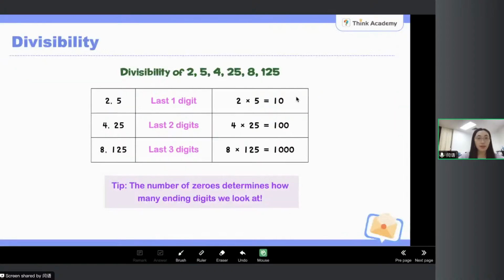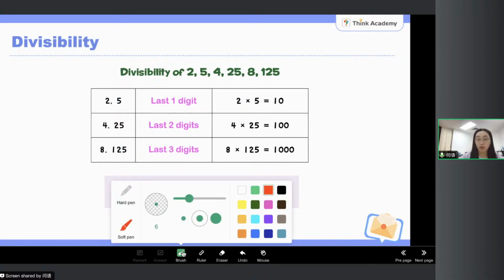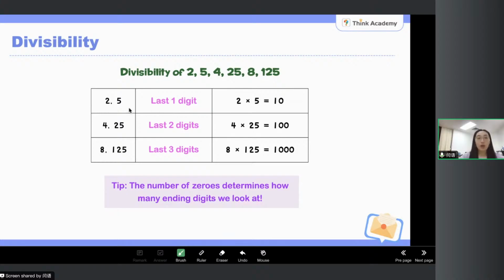Okay? So here, let's have a quick summary. Basically, when it comes to divisibility of 2, 5, 4, 25, 8, 125, we can just regard them as 3 pairs of good friends in multiplication. You see, 2 times 5, it is 10. So for the divisibility of 2, you only need to check the last 1 digit, right? Like 0, 2, 4, 6, 8. I think you are quite familiar with it. And then, for the divisibility of 5, also we just check the last digit. It may be 0 or 5 only.